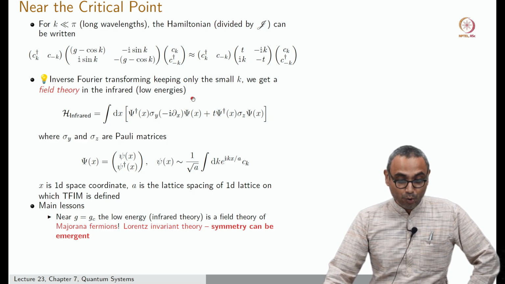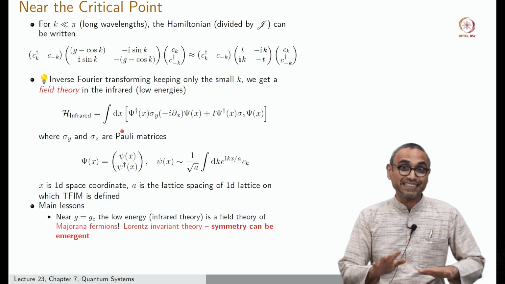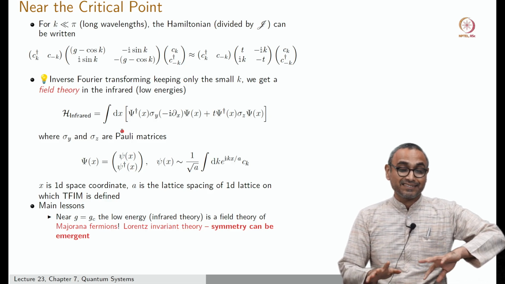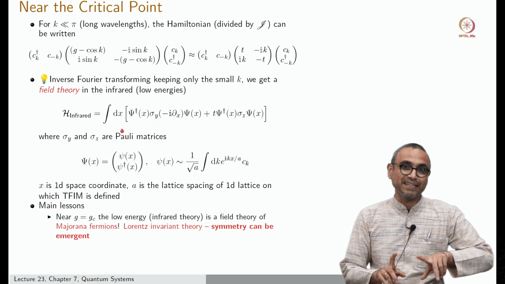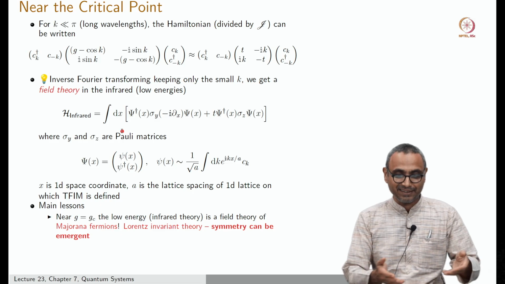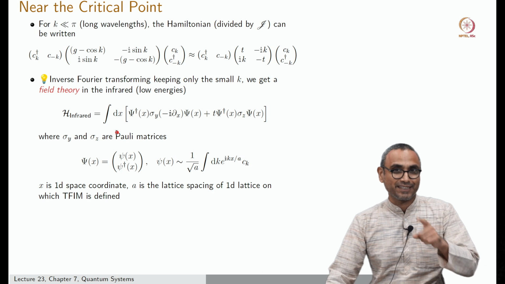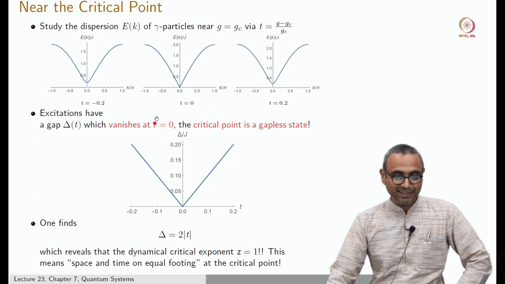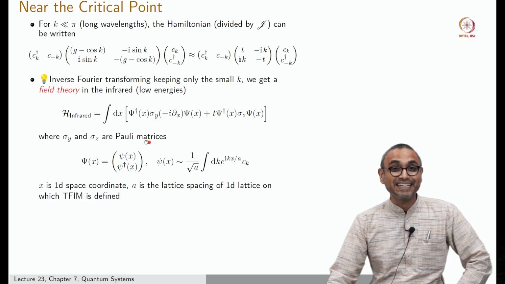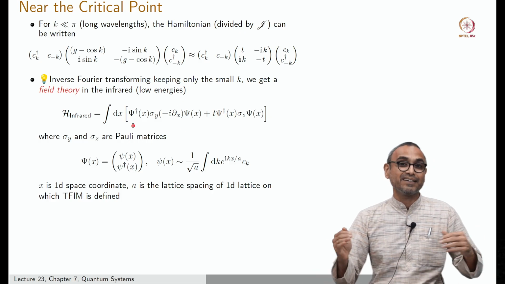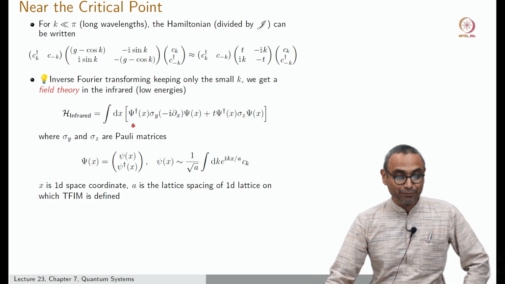So this is a Lorentz invariant theory. If you work out what are the symmetries of this theory, the theory is symmetric under Lorentz transformations. So you can transform space and time using some speed of light, which is like the slope of this; there is a slope for the linear dispersion here. If you use that as the speed of light, you will find that this theory is invariant under the Lorentz transformation of that. So what do you learn from this?